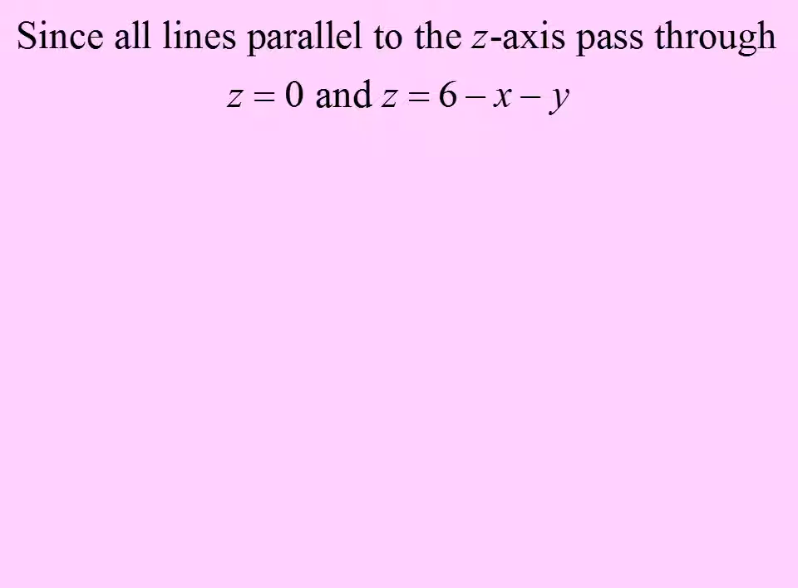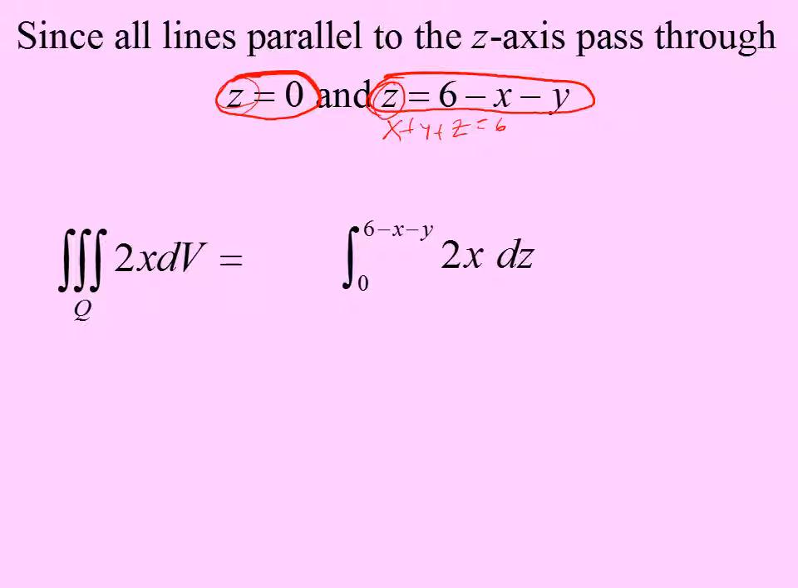So now that we know that it's z-simple, z will be our first variable of integration. We need to establish what are the two surfaces that we're going from and to. Well, we were told that it was above the xy plane, that's here, and below the plane x plus y plus z equals 6. Well, that's this plane. We've just rewritten it as z equals, so that when we write our integral, we can say z is going from bottom to top.